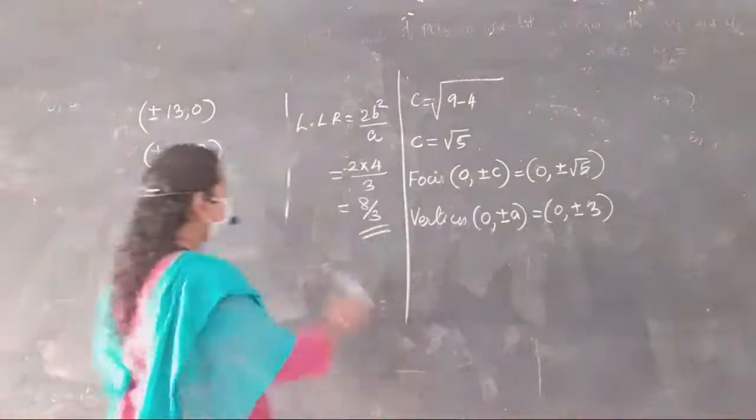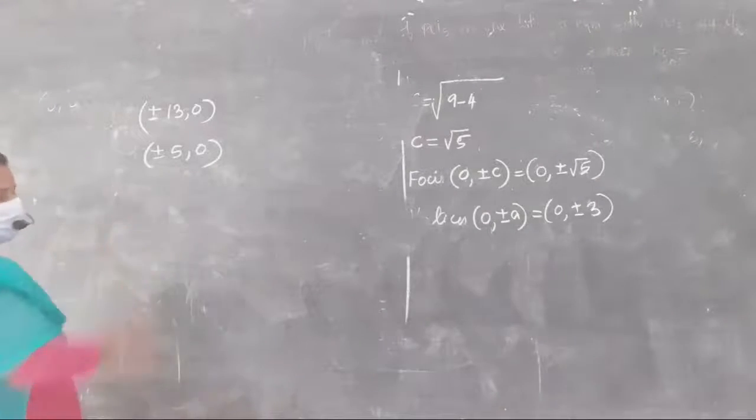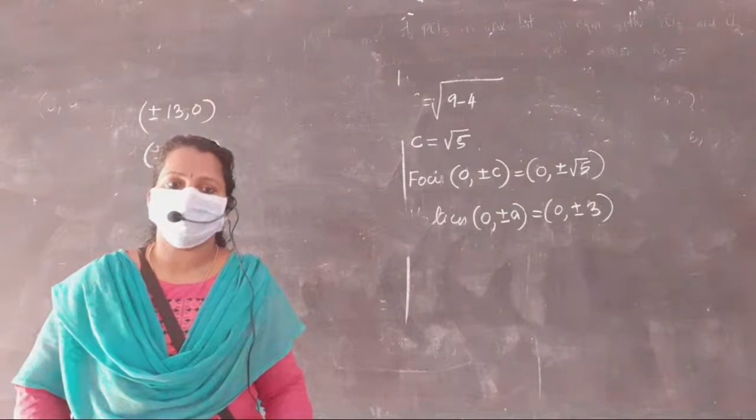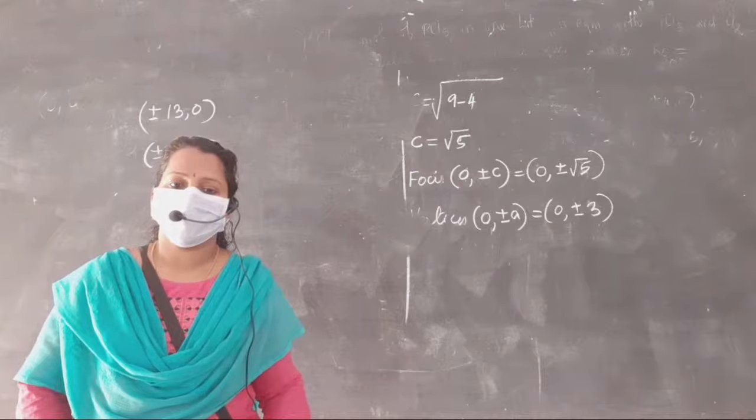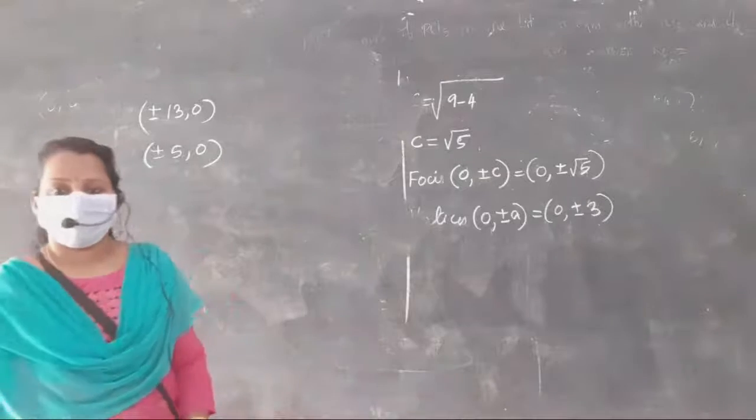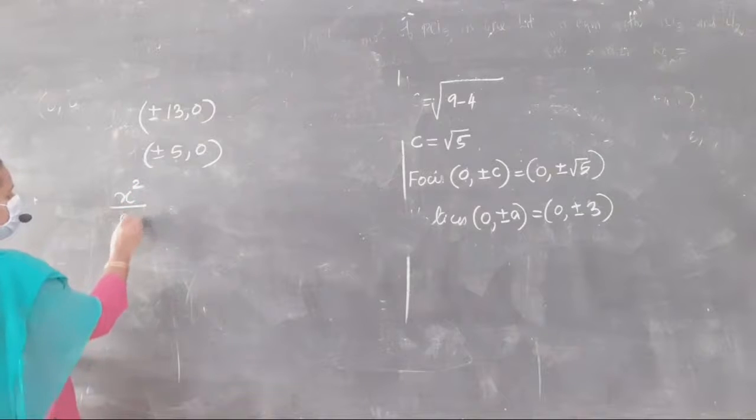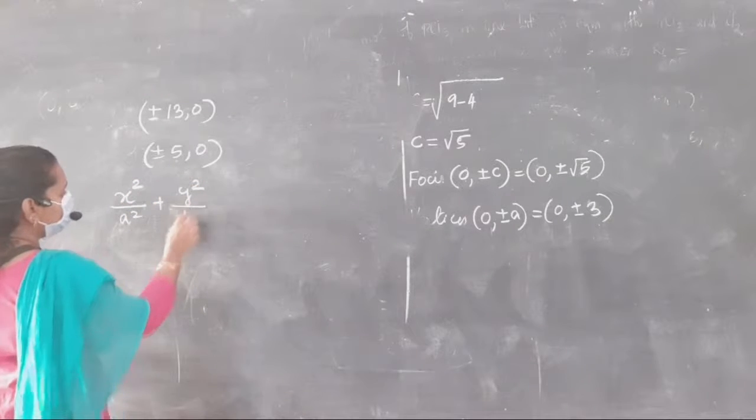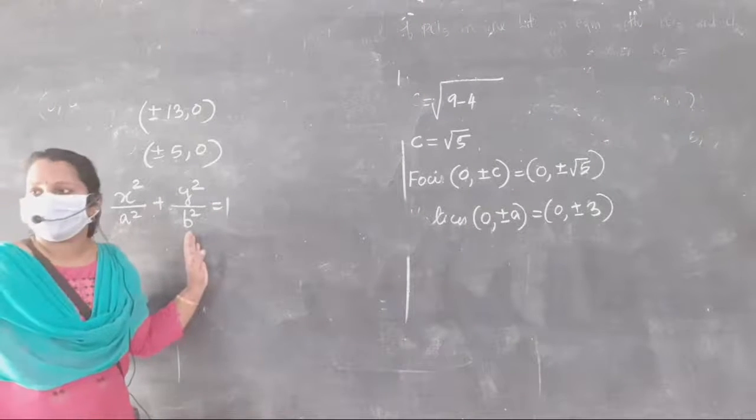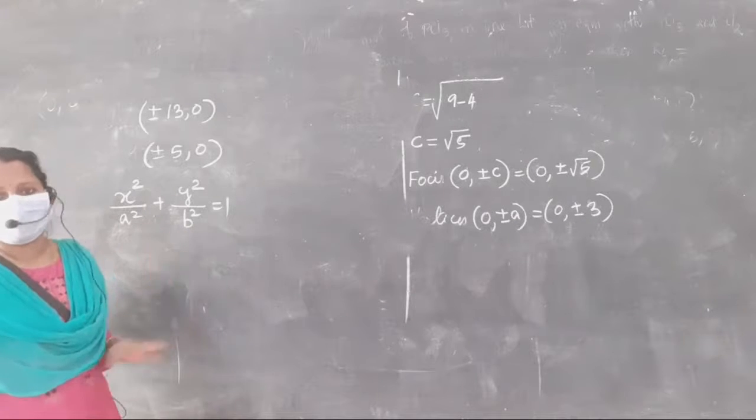ഇത് ഏത് ആക്സിസിലാണ്? X axis. X axis ആണെങ്കിൽ ഇക്വേഷൻ എന്താ? Since the foci on x axis, equation of ellipse is x square by a square plus y square by b square equal to 1. പിന്നെ ഇതിൽ a square ഉം b square ഉം നമുക്ക് കണ്ടുപിടിച്ചാൽ മതി. പോരെ? ഇക്വേഷനിൽ a ഉം b കണ്ടുപിടിച്ചാൽ നമുക്ക് ഇക്വേഷൻ എഴുതാം.